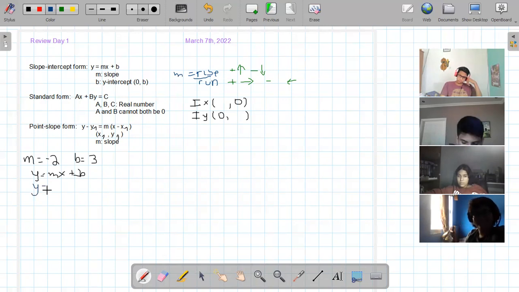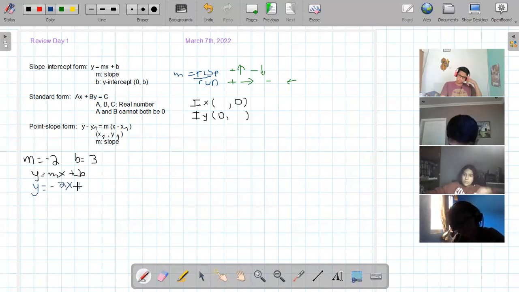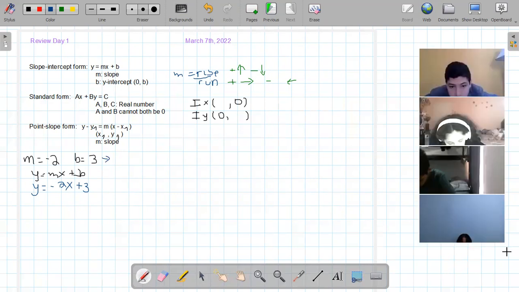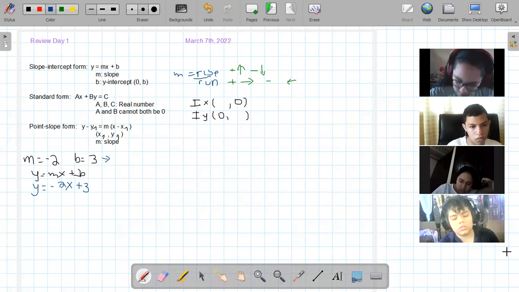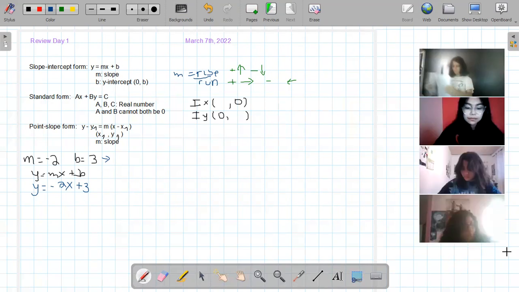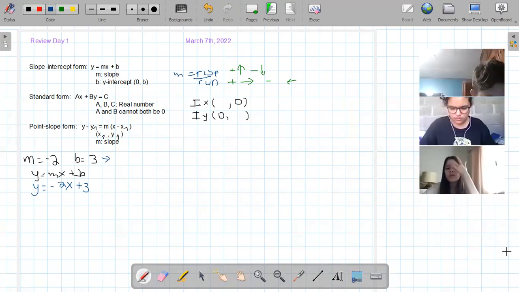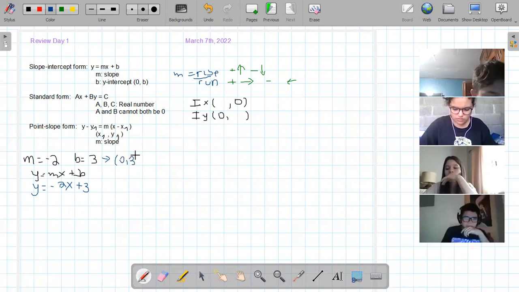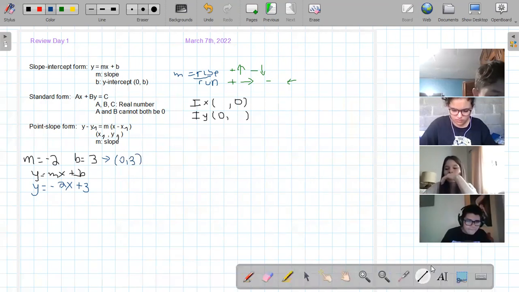Okay, what's my equation? Y equals -2x plus 3. Very good. Now, in order for us to graph, we're passing this into an ordered pair. What's the ordered pair? 0, 3. Very good. Okay, so let's graph it.